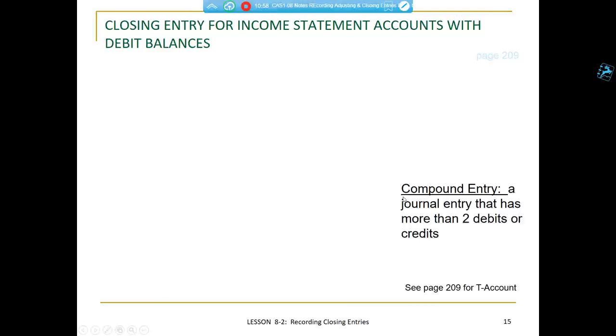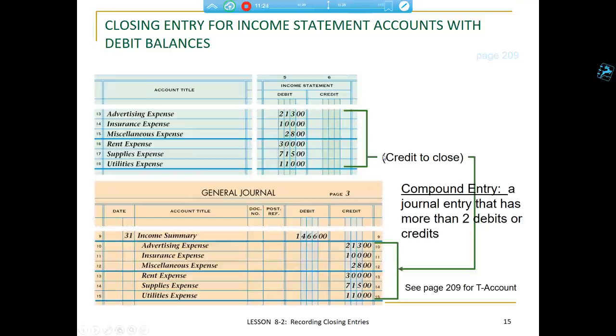Now, for our expenses, there's usually multiple expenses, correct? Yes. Technically speaking, we could do each expense one at a time. But from an efficiency standpoint, that doesn't make a lot of sense. So we'll do a compound entry, and all that is an entry that has more than one debit or credit. In this case, we're going to close out all of our expense accounts. Again, we're getting this information from the income statement section of the worksheet.